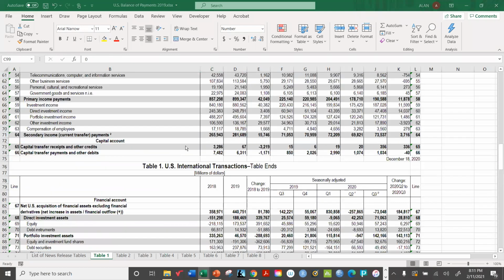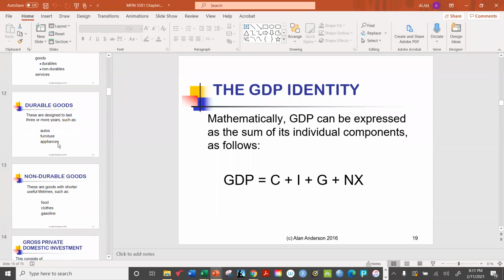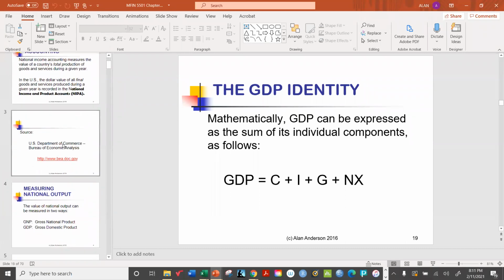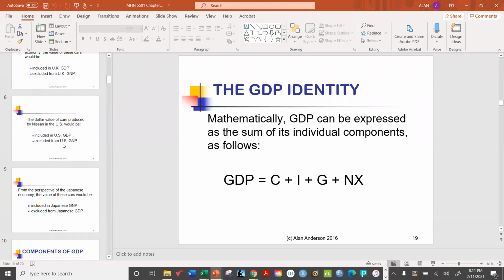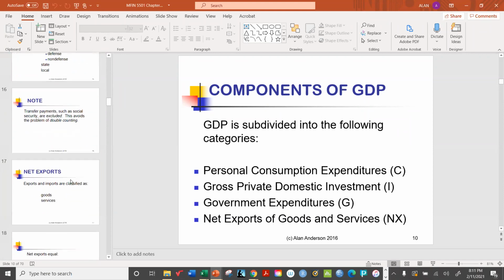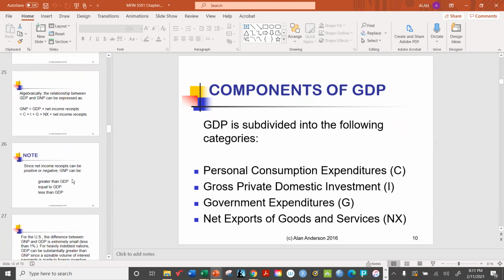So here we go. The GDP identity. Now, these letters just are used to represent what we had up here. For example, my four components are: personal consumption expenditures, C. Gross private domestic investment, I. Government expenditures, G. And finally, net exports of goods and services, NX. Here I'm just bringing those together.